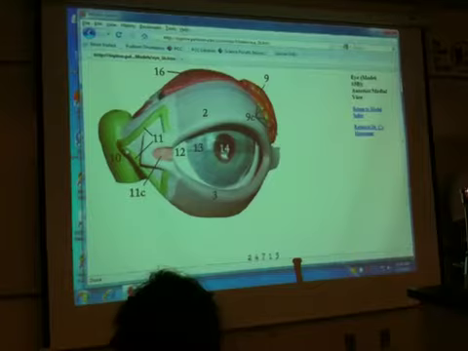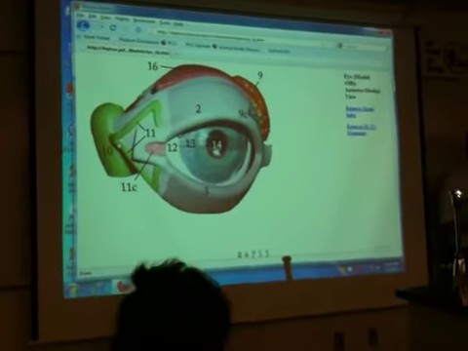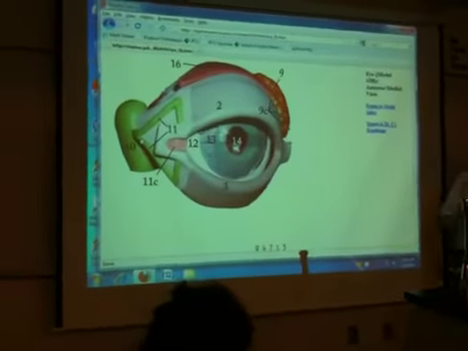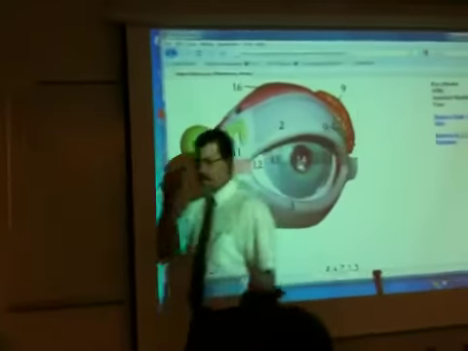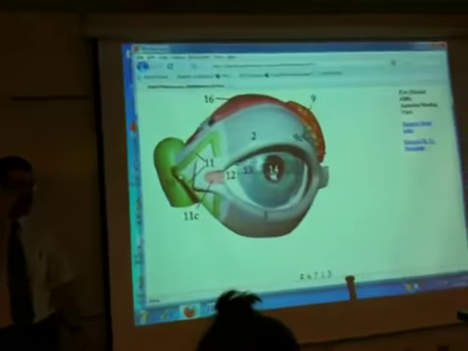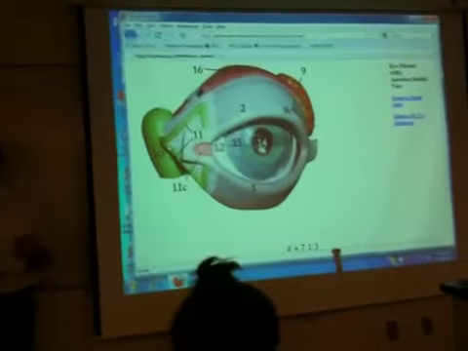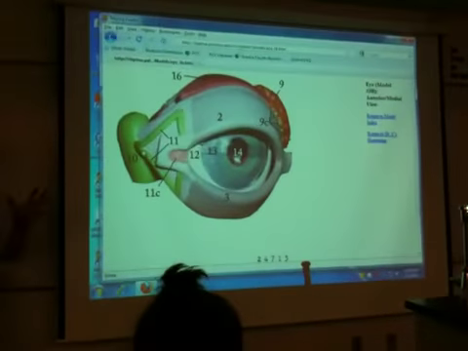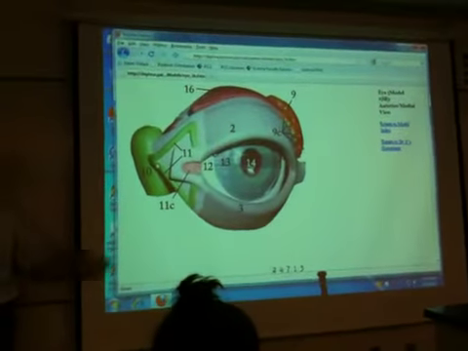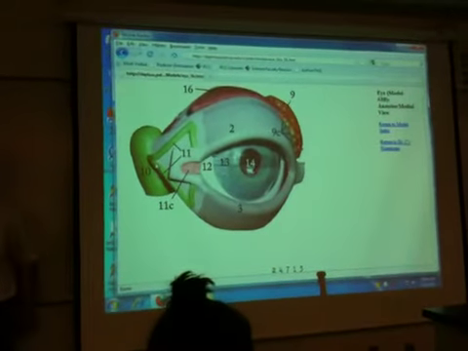How about a caruncle? You know what caruncles are? That is 11C. That's the little bump in the corner of your eyeball where your eye boogers hang out. That's where that is. That's your caruncle. Lots of C words. You have caruncles and canthi. So canthus is the corner, caruncle is the bump.